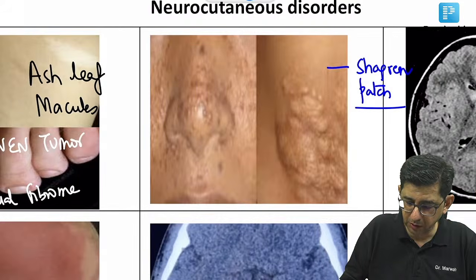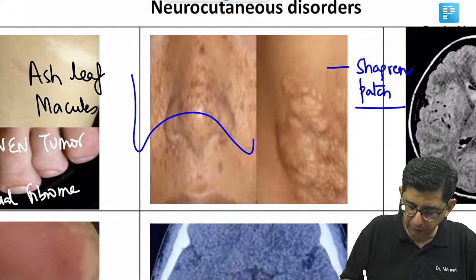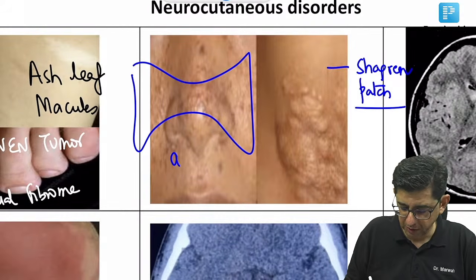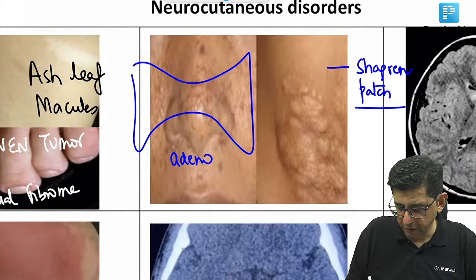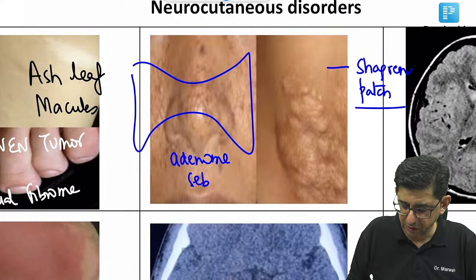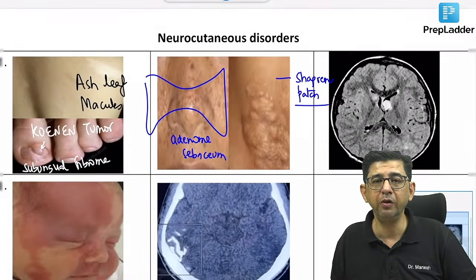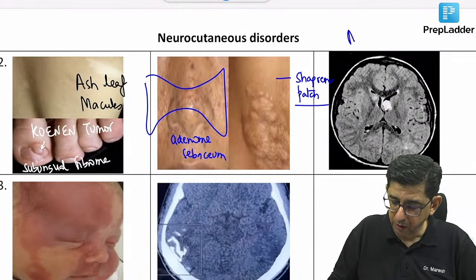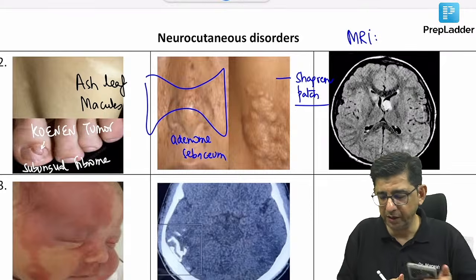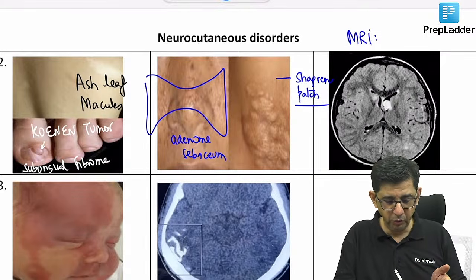So one will say on the face of the patient in a butterfly distribution, you have acneiform lesions. These acneiform lesions will develop at the time of puberty. That is called adenoma sebaceum. Ash leaf macules would be present initially. You have to tell me the MRI finding in this patient. Quick answers, please. What is the MRI finding in a patient with this neurocutaneous disorder?